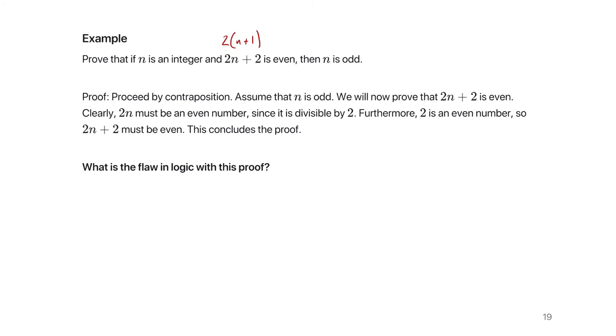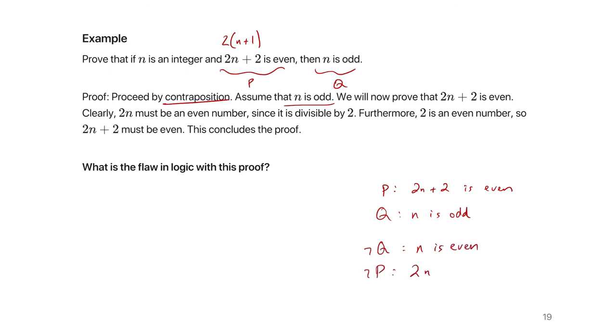So we're saying let's proceed by contraposition, but then we assume that n is odd. But if we were doing a contrapositive, we would have to assume that n is even. Here, p is the statement 2n plus 2 is even, and q is the statement that n is odd. If we were doing a proof by contrapositive, we would have to look at not q, which is that n is even, and not p, which is that 2n plus 2 is odd. But here, they said let's assume that n is odd. That's not the contrapositive. That's not the negation of q. That's just q itself.